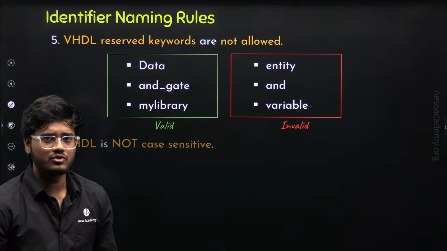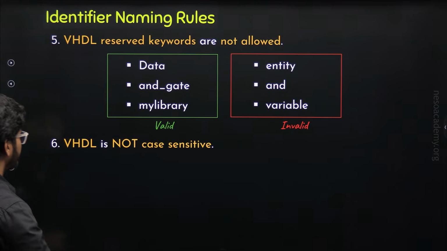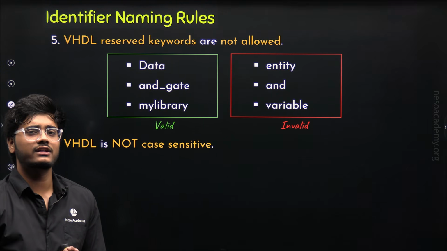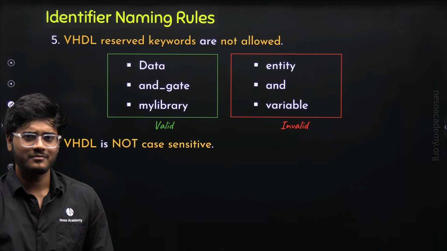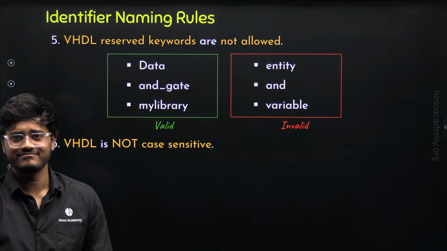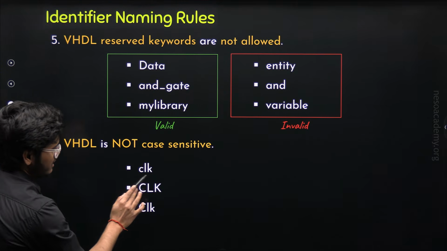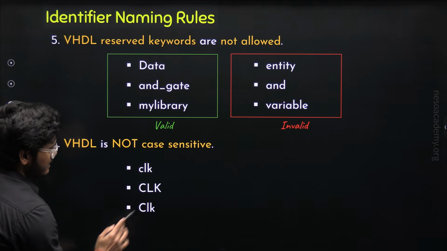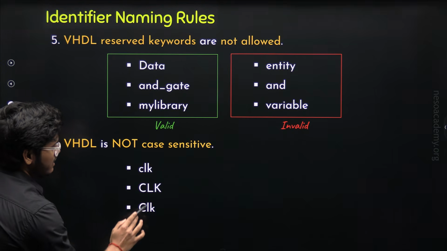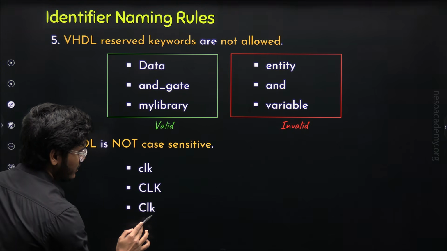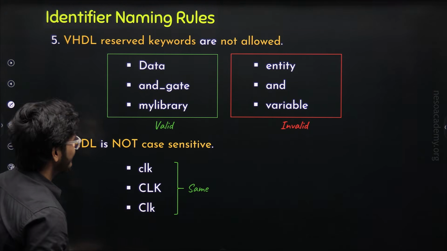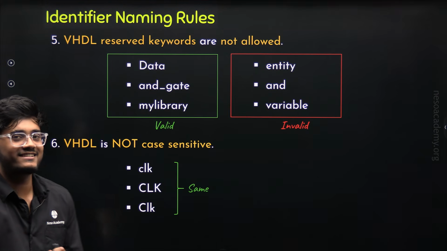Let's see the last rule, or the sixth rule, which says VHDL is not case sensitive. That is, VHDL is case insensitive, meaning all uppercase letters and lowercase letters are equal. Example, this name clock, all in lowercase. This name CLOCK, all in uppercase. And this name Clock, starting with an uppercase and ending with lowercase. All these names are the same, since VHDL is case insensitive.